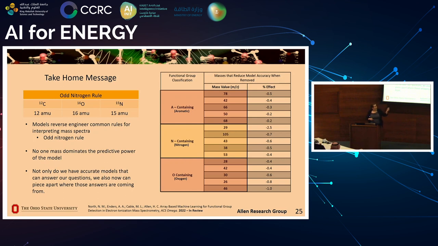The other thing we can look at is the aromatic-containing functional groups. We see that 78 correlates with benzene, which for the NIST database would make sense, as that is the most common aromatic ring you're going to see. So not only are we able to get these answers from our models, we are also able to get information as to where that inferring power comes from.